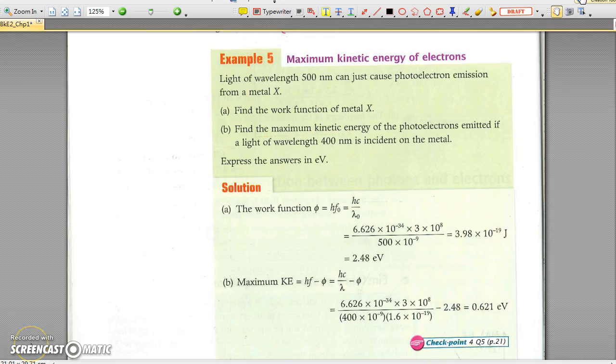Take a look at example 5 and then try the checkpoint below.